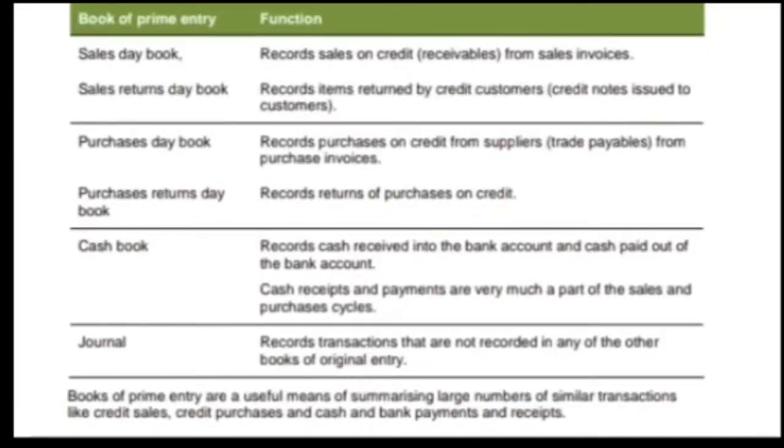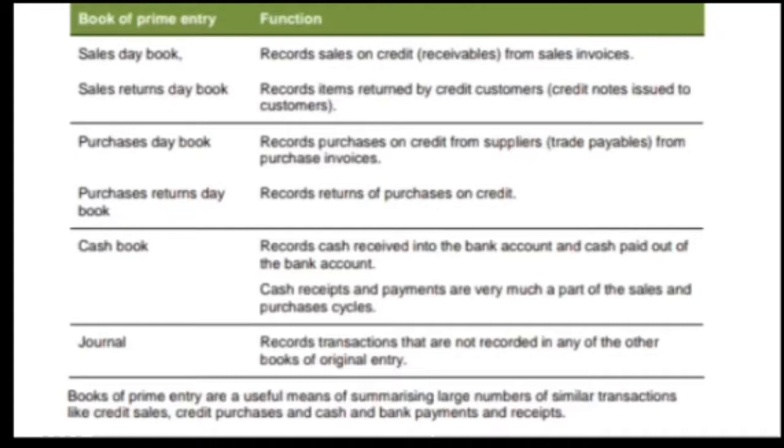So what are the books of prime entries? Number one, the sales day book. This is the book used to record all the sales on account, meaning those which are receivable but not yet received. Then the sales return day book. This is the journal used to record all the goods returned by the same customers to whom you have sold on account.